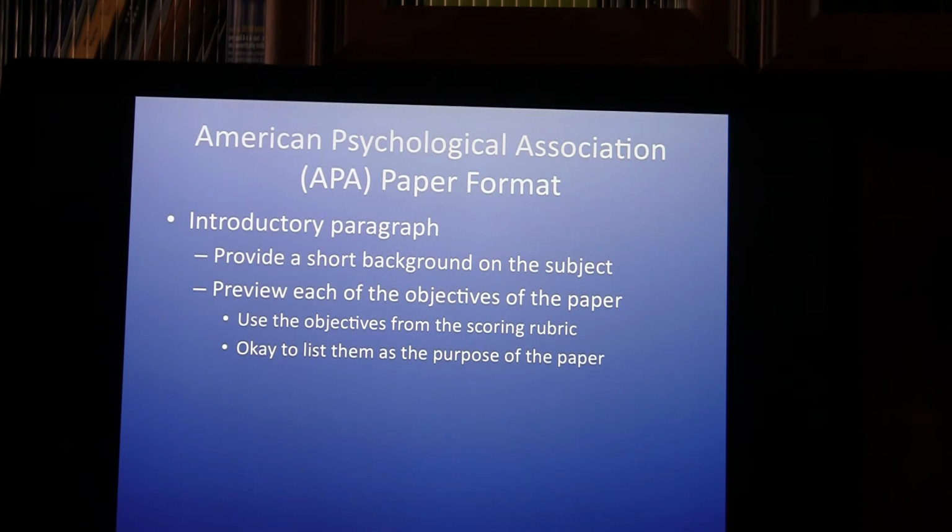An introductory paragraph provides a short background on the subject, and in addition to that, previews each of the objectives of the paper. So what I need you to do is write a short background on the subject, something that gets the reader's attention, and then simply say the following paper is going to discuss these points. And you can use the objectives from the scoring rubric to document what the purpose of your paper is. It's perfectly fine. I'll be showing you some examples of that as we go through subsequent videos.